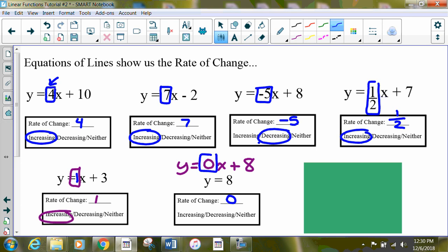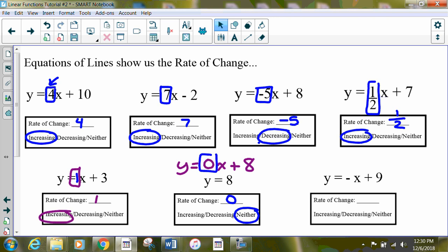Now, this is a tricky one, right? Because you don't see a negative, so you're like, is it positive? 0 is tricky in that way. It's neither positive nor negative. It's just kind of a neutral number. And so it's not increasing, it's not decreasing, it's neither. And when we get more practice with graphing, we'll understand why y equals 8 has a rate of change of 0 or slope of 0.